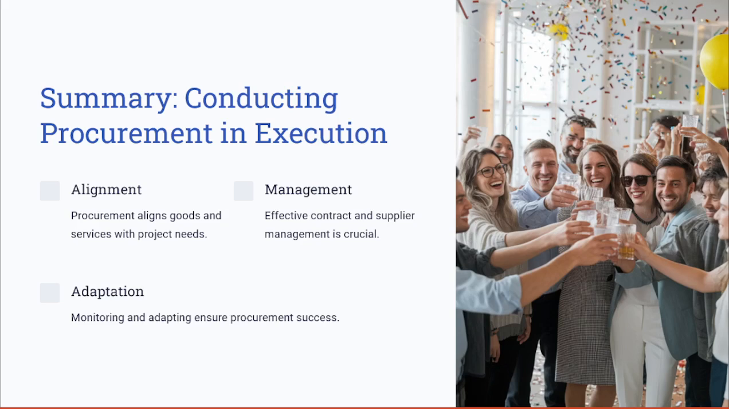To summarize our session on conducting procurement as part of the execution phase, we say that procurement management and execution is vital for project success. From issuing the RFPs to monitoring the supplier performance, to selecting these, let's say, bidders based on their success criteria or evaluation criteria. So each of these steps ensures that the project needs are met efficiently.